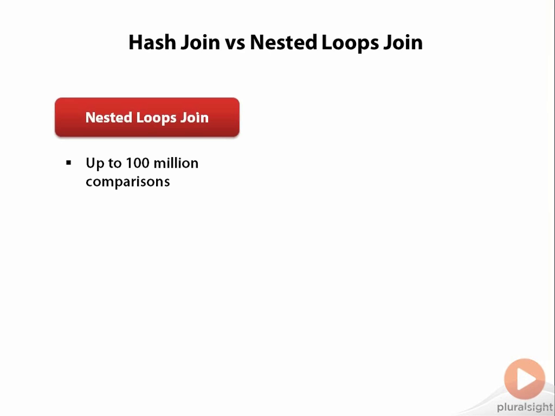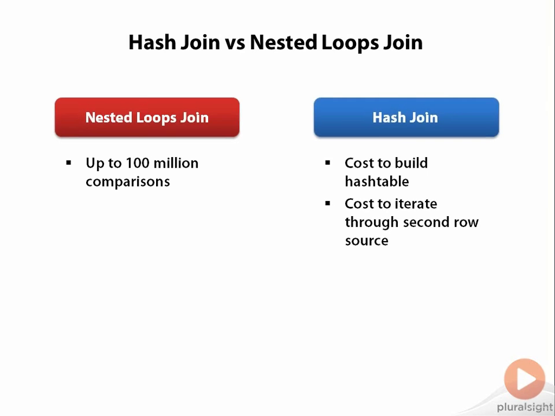I say up to because internally, Oracle contains some optimizations to account for things like repeated key values. Still, if no index is available, the number of comparisons is going to be relatively high. Using a hash join operation, we'll incur a cost to read through one of the row sources and put its data into a hash table. But now, when we iterate through the second row source, we can perform an efficient hash table lookup, and we'll only need to do this 10,000 times.